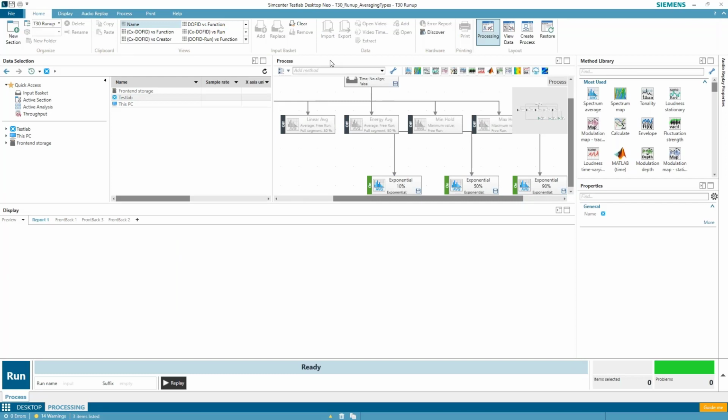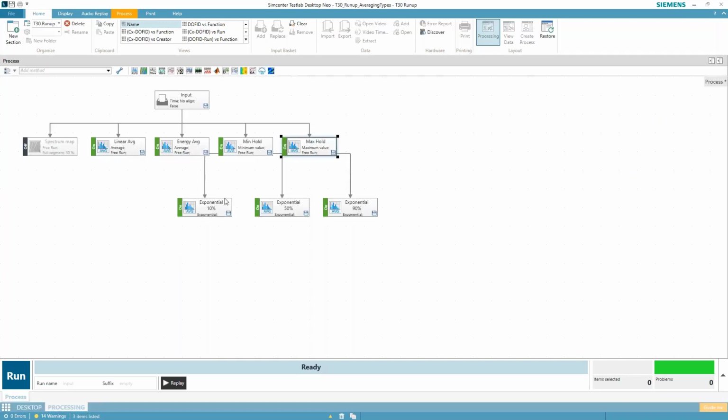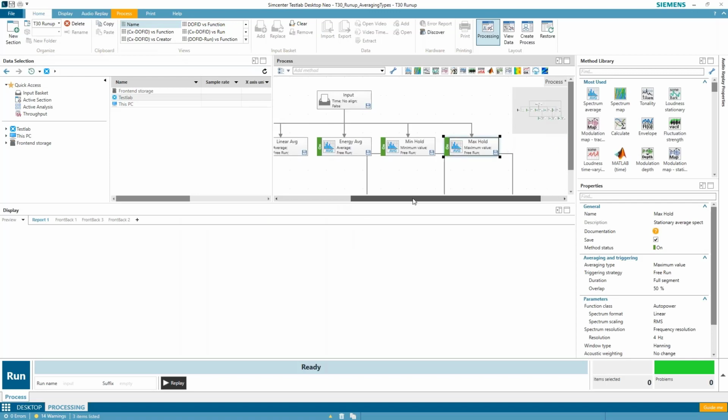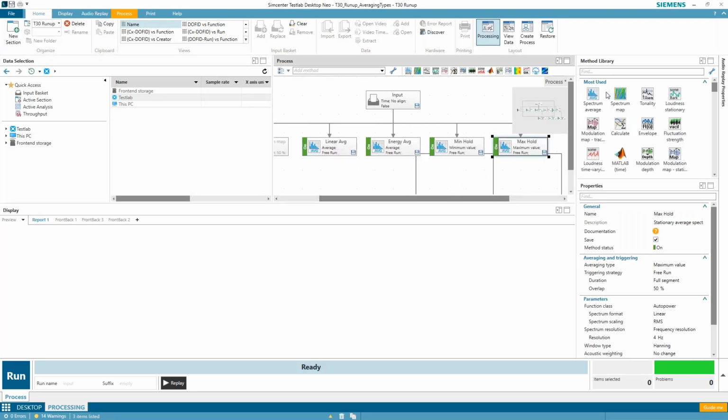If you want to see how I calculated those, essentially, you see I have a linear average, an energy average, min hold, and max hold. So I just take my time data, that acceleration signal you saw, and plop it right into each one of these processes. And you see I also did some exponential energy averaging at 10, 50, and 90% EWF or weighting factor. And we'll take a look at that data next. But I wanted to show you essentially how this gets calculated. So in NEO, it's just called a spectrum average.